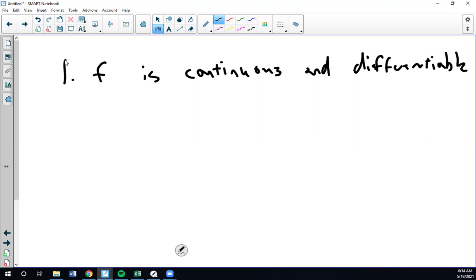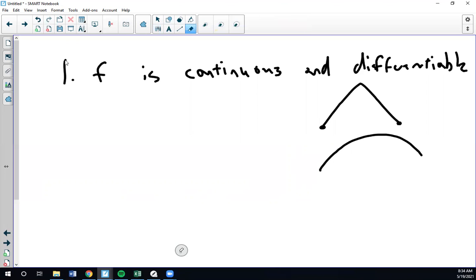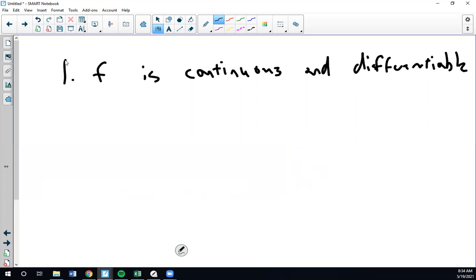So a counterexample would be like an absolute value type of thing. This would say that f of b minus f of a over b minus a is 0. So at some point the slope has to be 0. Well, it's not, because of this corner. Now, if it were just a curve, then yes, the slope would have to be 0 at some point. So we need to check that f is continuous and differentiable.